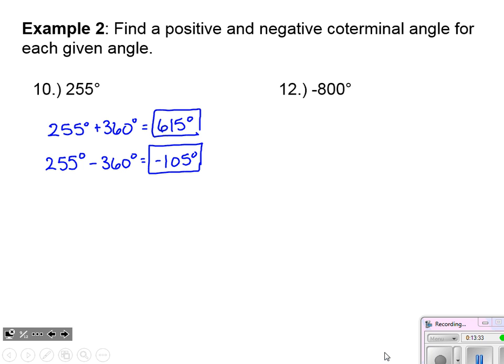You can always make a quick sketch to help visualize this as well. And we can keep adding or subtracting to our starting angle to keep finding additional ones. So for number 12, if I have negative 800 degrees, if I add 360, a full circle, to that, I'm still going to be negative. I'm going to have negative 540 degrees. So there's one coterminal angle. Well, I'm sorry, it'd be negative 440 degrees.